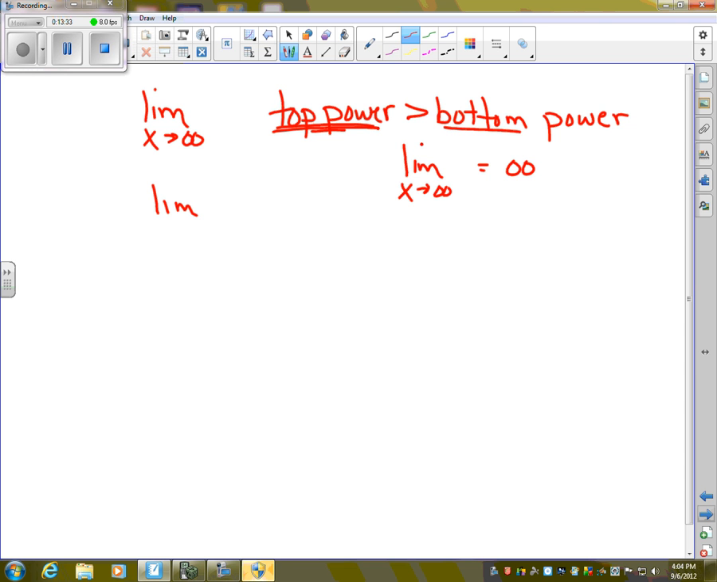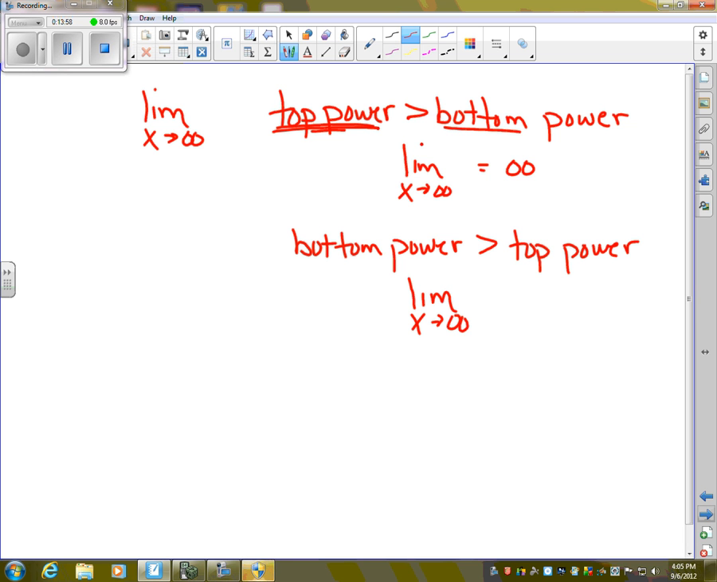What if I do the limit as x approaches infinity again? But this time, the bottom power is the bigger one. So if the bottom power is greater than the top power, again we're talking about a fraction whose denominator is so much bigger than its numerator. If you think about a fraction like that, those are all small numbers, like 4 over a billion. So that limit is going to be 0.